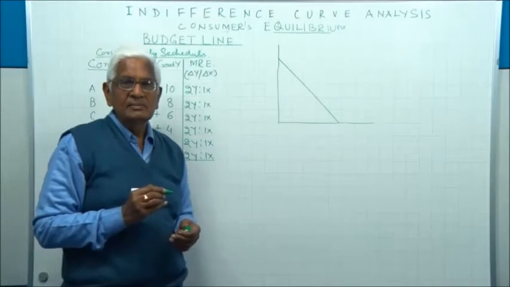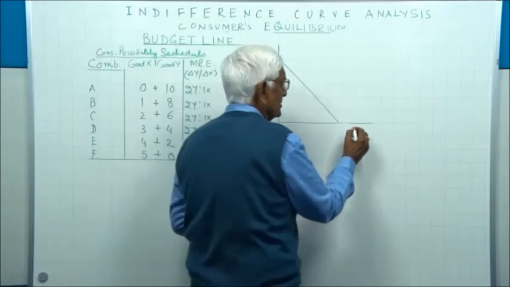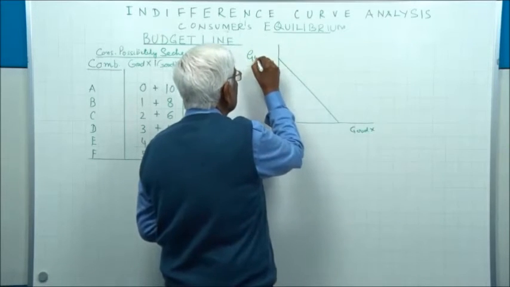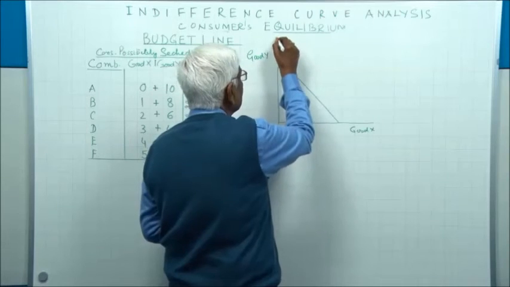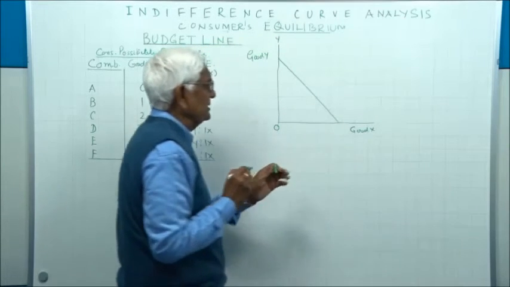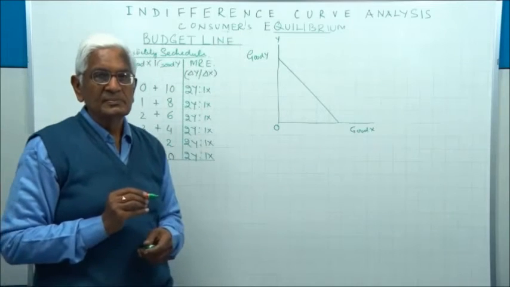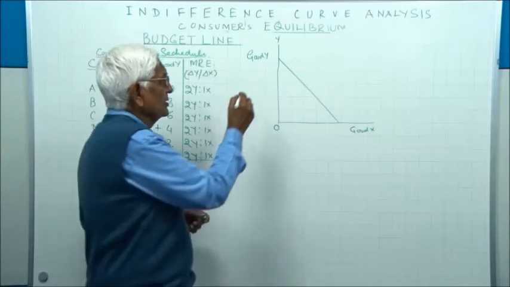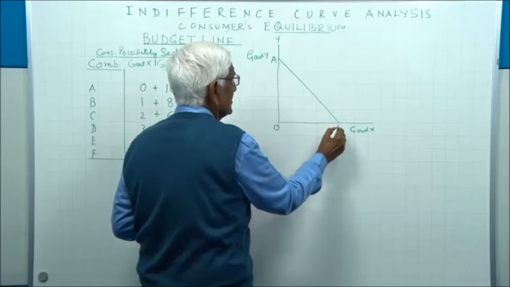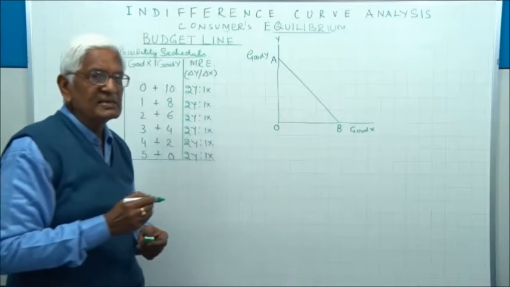Budget line, once again, same thing: good X, good Y, and this is our budget line. Let's just say OA, OB. AB is the budget line.